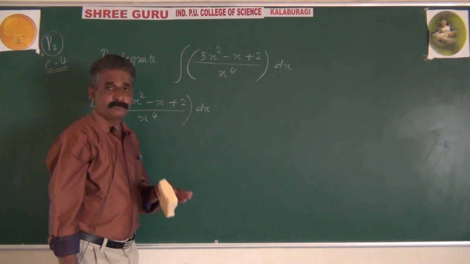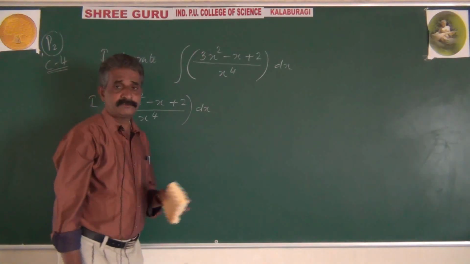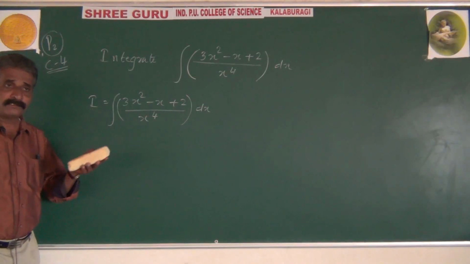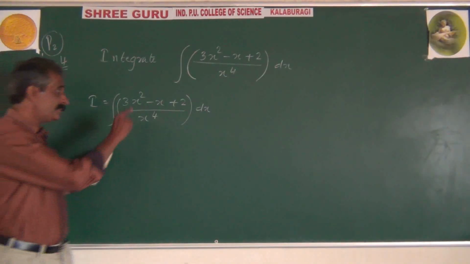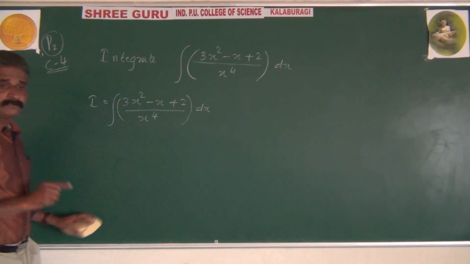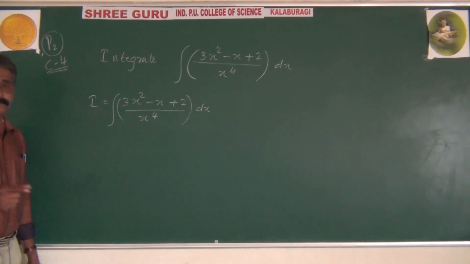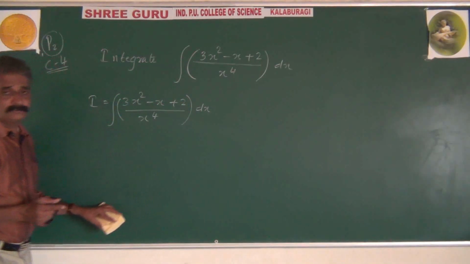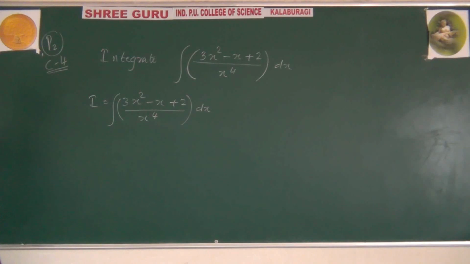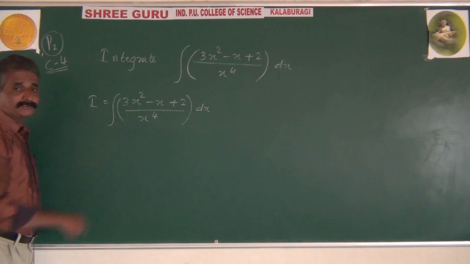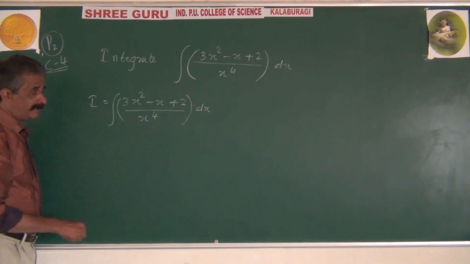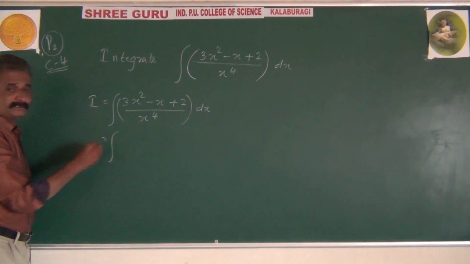When you see the list of formulas for this arrangement, there is no formula at all. The formula is only for integration of x power n and some other things. But for this particular expression, there is no formula in the list. In the last class I told you to write the formulas on a separate page and keep it in front of you. That will be very good support for formulas. We shall break the terms. While (A plus B plus C) by D means A by D, B by D, C by D. So let's break the terms.